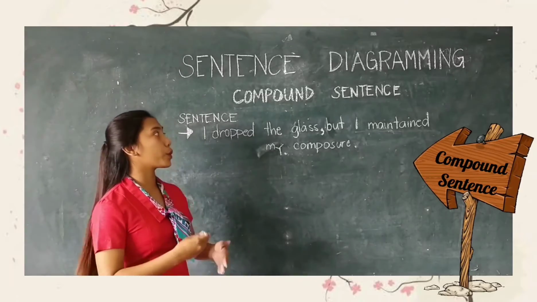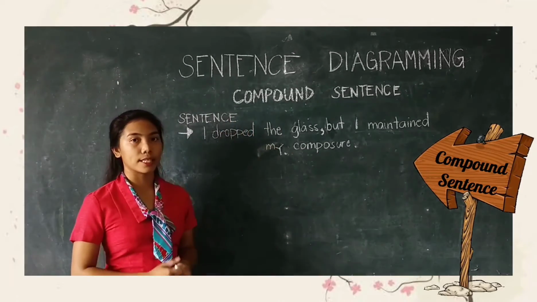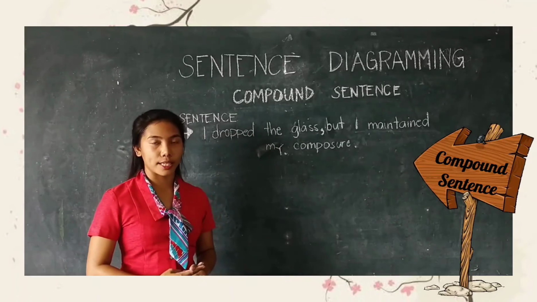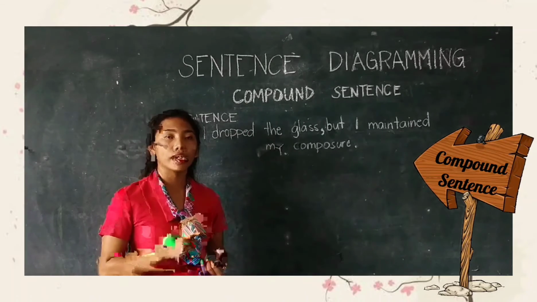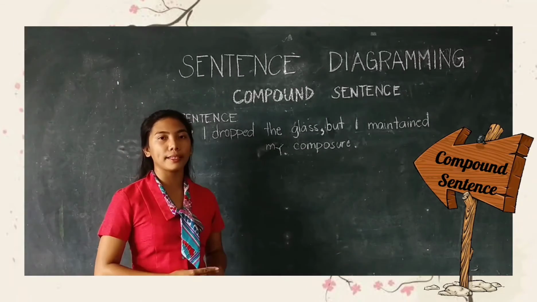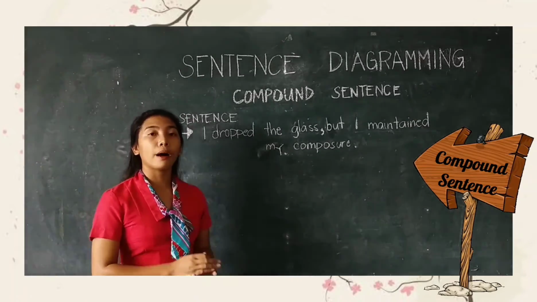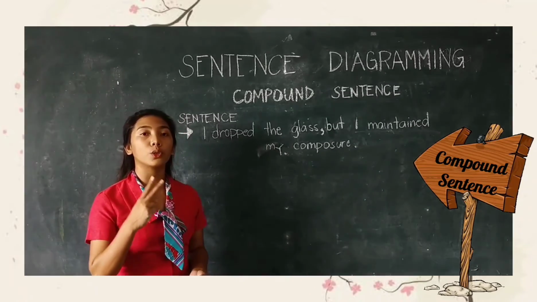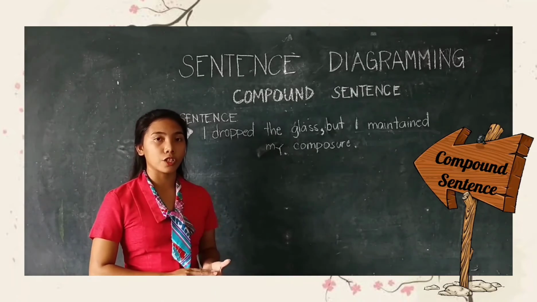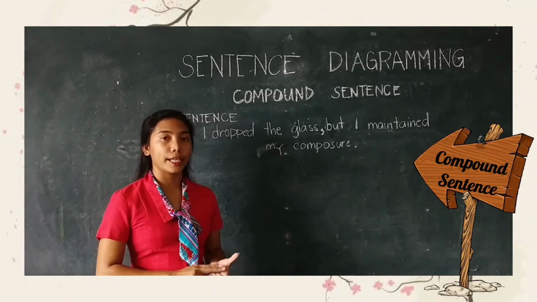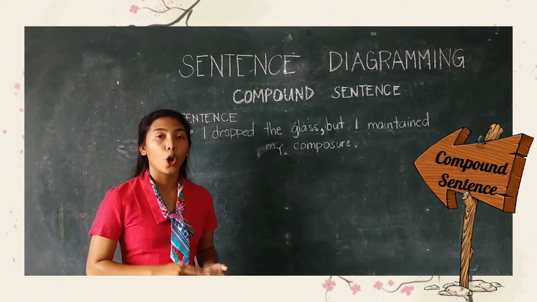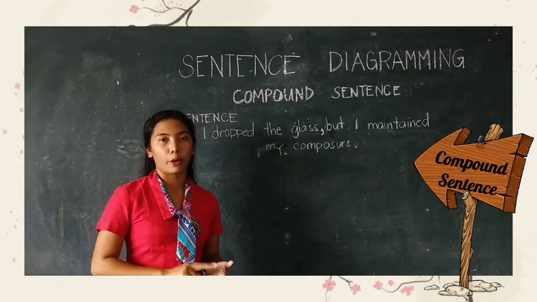For the next element, we're going to diagram a compound sentence. A compound sentence is a sentence that has two independent clauses. By the way, when we say independent clauses, it is the clause that has its subject and predicate and can stand on its own. So back to the definition of a compound sentence, it refers to the sentence that is composed of two independent clauses which are connected with coordinating conjunctions. We have seven coordinating conjunctions. Always remember the keyword FANBOYS.